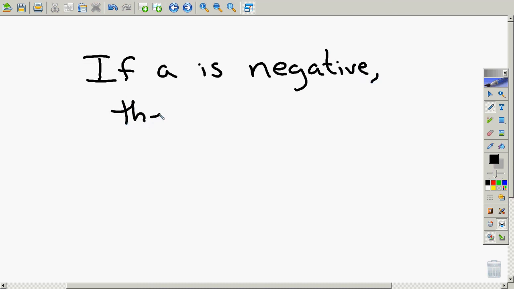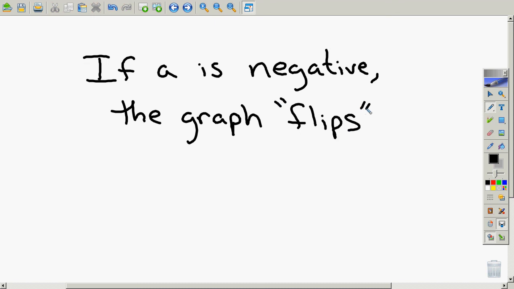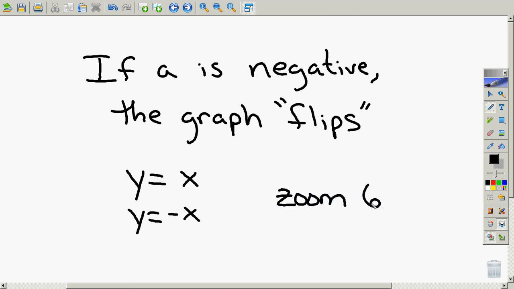Well, then we're just going to, for right now, say the graph flips. And I'll put flips in quotes. Exactly what does that mean, flips? Well, let's start out by graphing a linear y equals x, and then also put in y equals negative x. So you've got that in y1 and y2. Go ahead and delete 3, 4, and 5. We only need these two. And then go ahead and hit zoom 6. And pause this until you have that done.